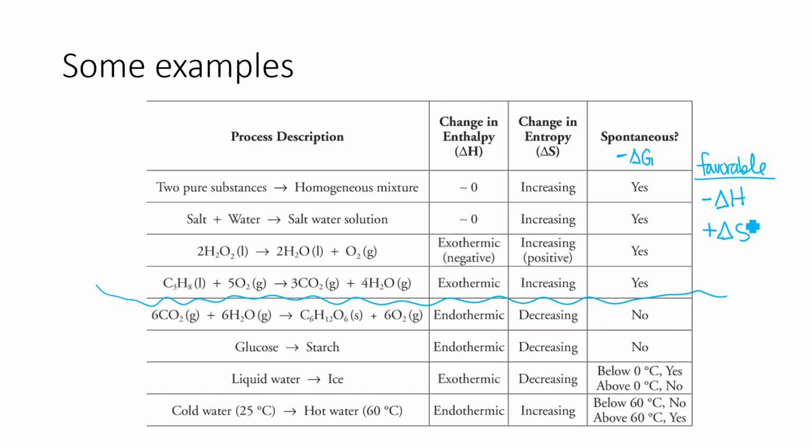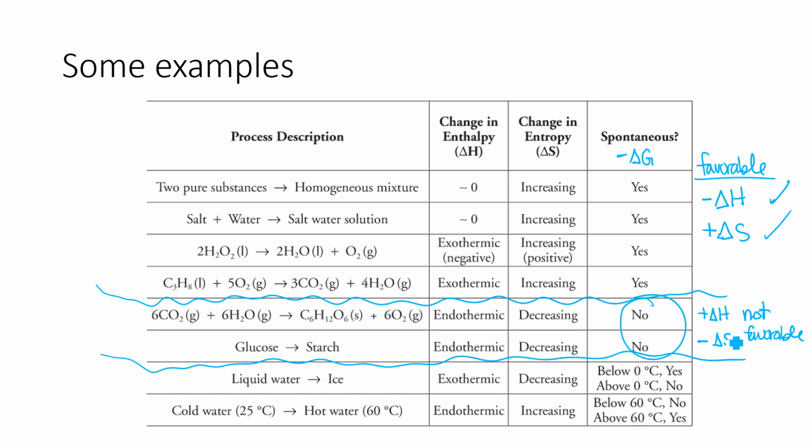So if your reaction checks both of these boxes, if it's exothermic and the entropy increases, then it's going to be thermodynamically favorable. It's going to be spontaneous. It will happen on its own in nature. If we look at these other examples, you see that these are not spontaneous. What they have in common is that both processes are endothermic and entropy decreases. So if these 2 things are true, these are not favorable. No matter what the conditions are, these processes are never going to happen spontaneously.